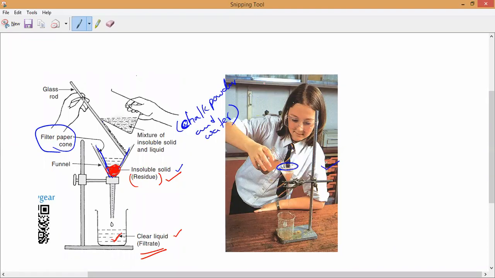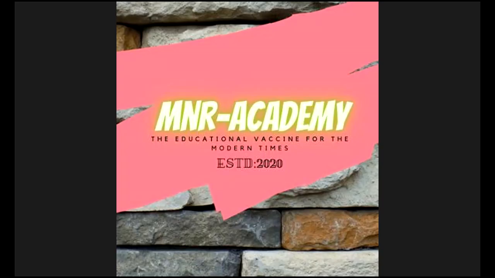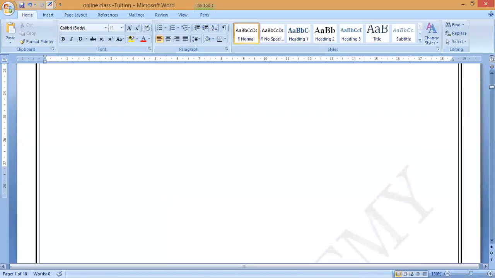Understand? If you want to filter any kind of insoluble solid from a liquid, then we use this method called filtration. For filtration, we need filter paper and one funnel, which we should call a funnel. So if an insoluble solid is present in the liquid, then it is separated by the technique of filtration. That is what you have to remember.